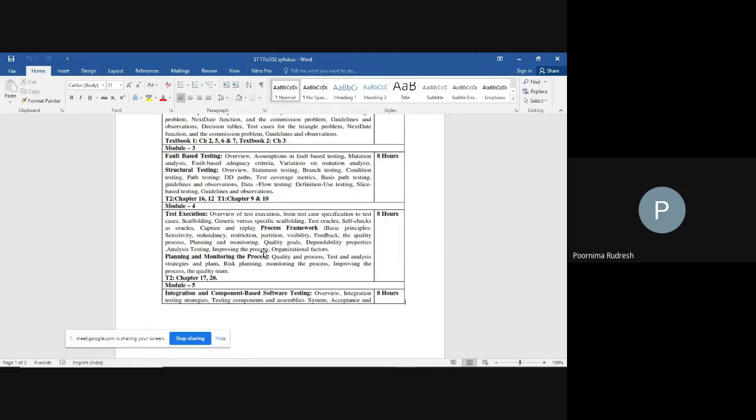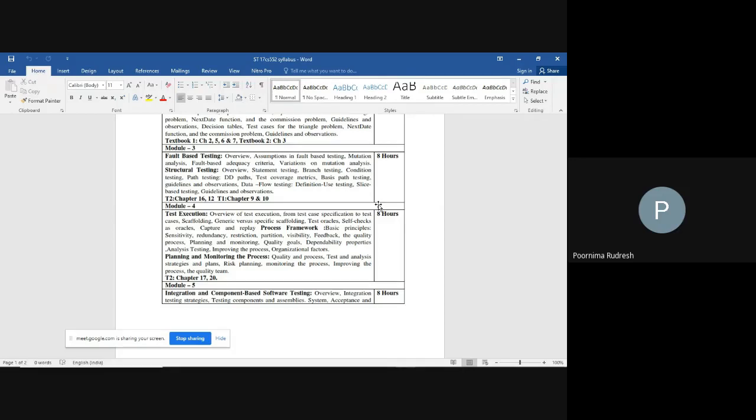And next you are going to study planning and monitoring: what the quality goals are, dependability properties, analysis and testing, improving the process, and organizational factors. And finally you are going to study planning and monitoring the process. So here we are going to study what quality is, and what process is required for testing any product by using different test cases.